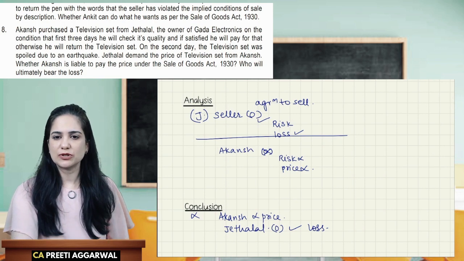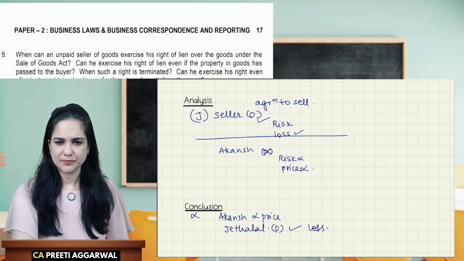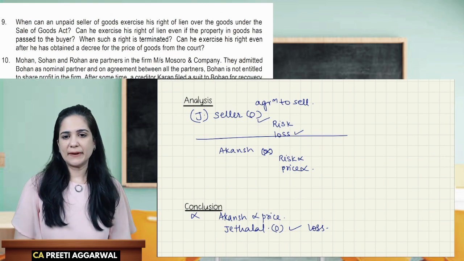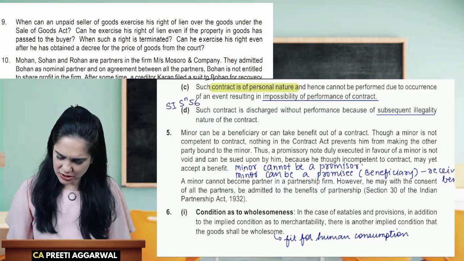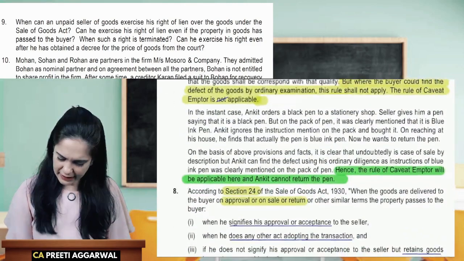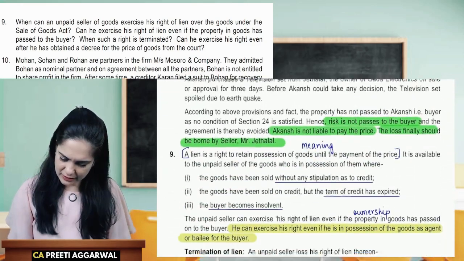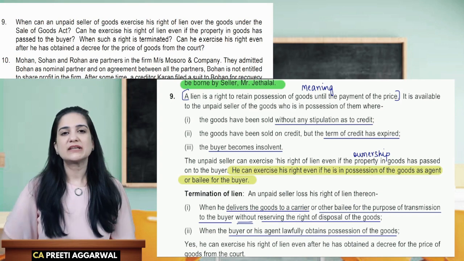Let us proceed to the ninth question now. When can an unpaid seller exercise the right of lien? It's a theory question, so I'll just jump to the solution directly. No need to write anything. Okay. When can he exercise the right of lien?